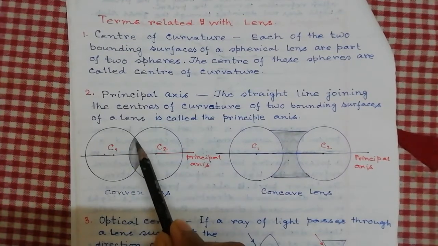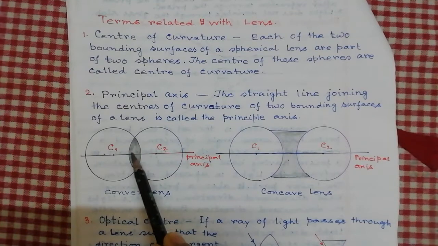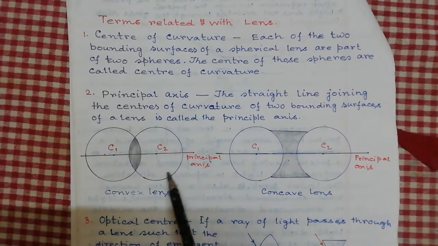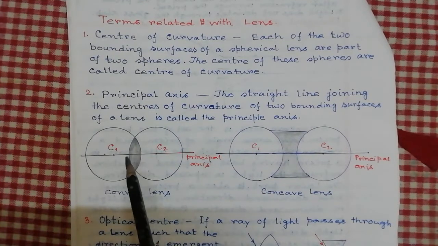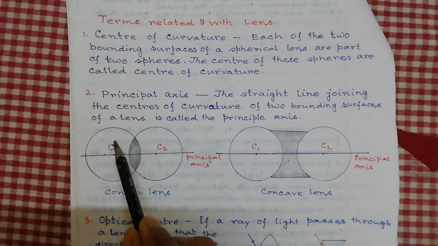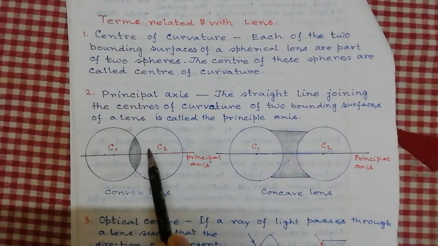This is a convex lens. It is bounded by two spherical surfaces. This spherical surface is a part of this sphere, and this spherical surface is a part of this sphere. The center of these two spheres is known as the center of curvature.